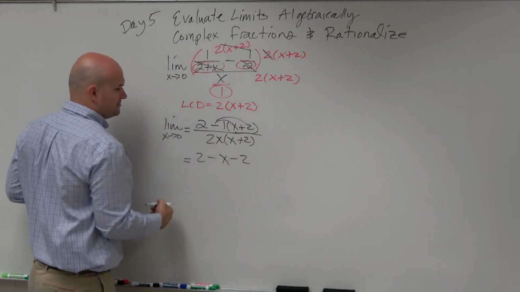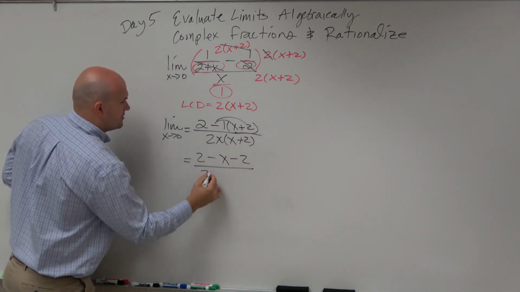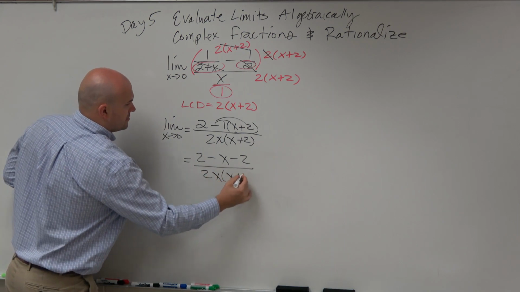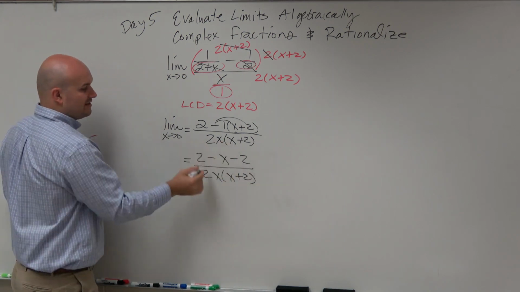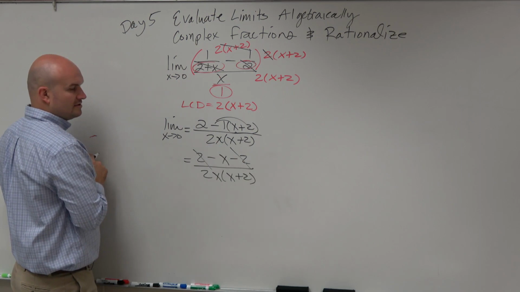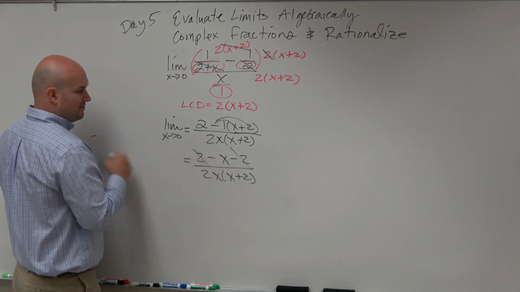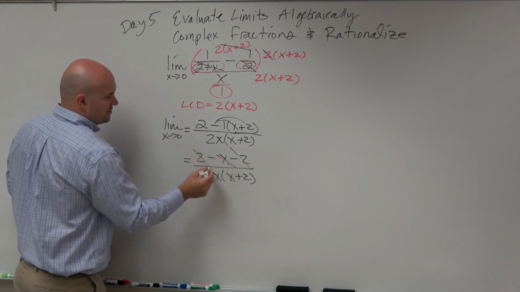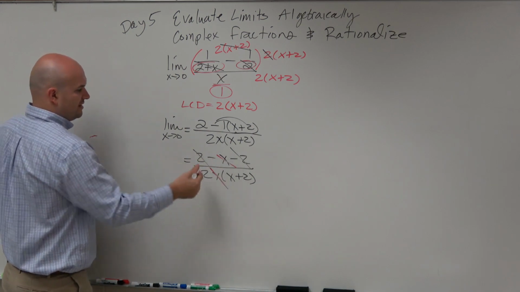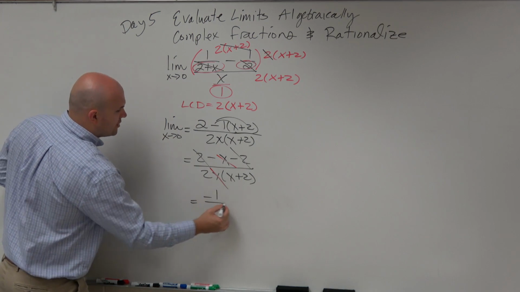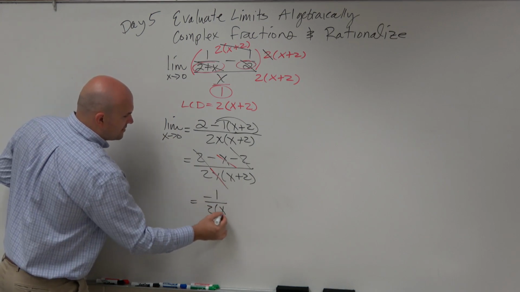apply distributive property. You guys can see here now the 2's subtract out. And then we're left with a negative x over x. Those also divide out. And therefore we're left with a negative 1 over 2 times x plus 2.